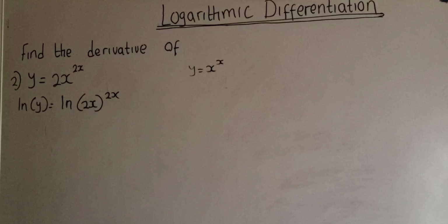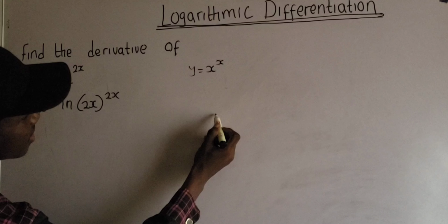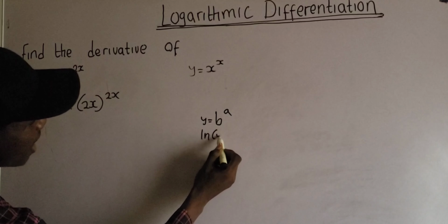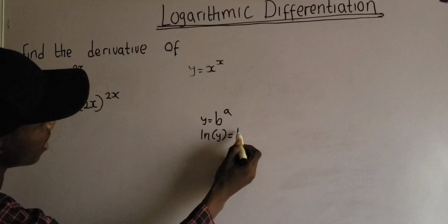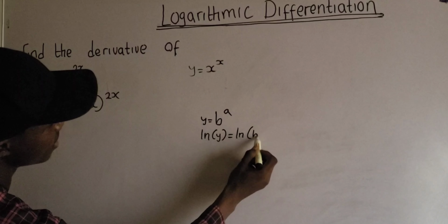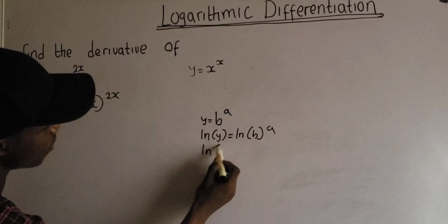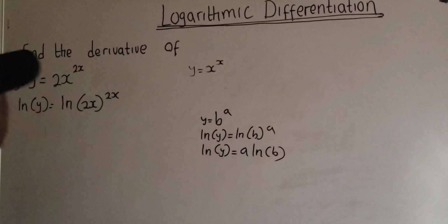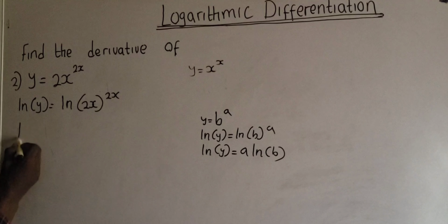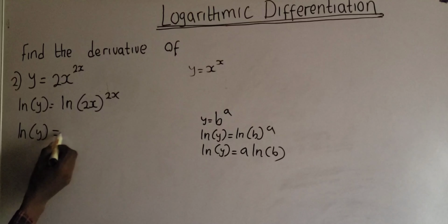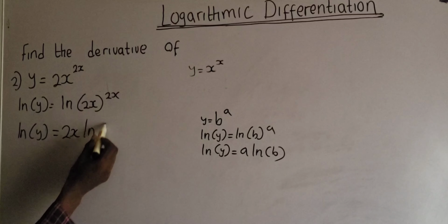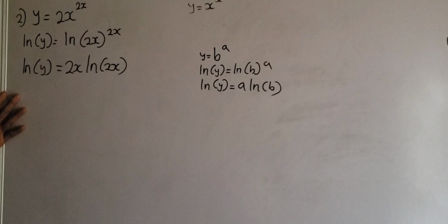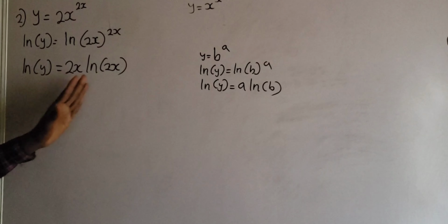The next step is that if we have y is equals to b raised to the power of a, the natural log of y can be written as natural log of b raised to the power of a, and this can be written as what? Natural log of y is equals to a natural log of what? B. You understand? So I'm going to use the same approach here. So for this, I'm going to have the natural log of y is equals to 2x natural log of what? 2x. You understand?